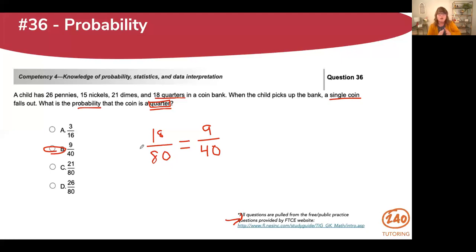Now, I do want to talk about something. This was a single event, not a compound event. So if we were talking about this happened again, what would the likelihood of a quarter falling out again be? Well, did we put it back? Did we leave it out? When we're looking at a compound event, that's different. And if you want to know more how to do that, you can ask me in the comments. I can give you an explanation. If you're a 240 tutoring user, it's in our study guide. It explains it very well for how to find the probability of a compound event.